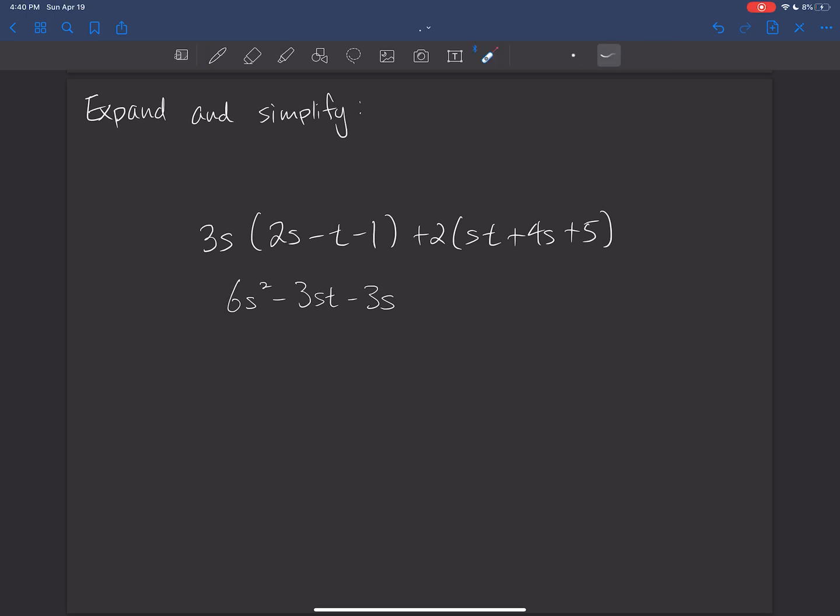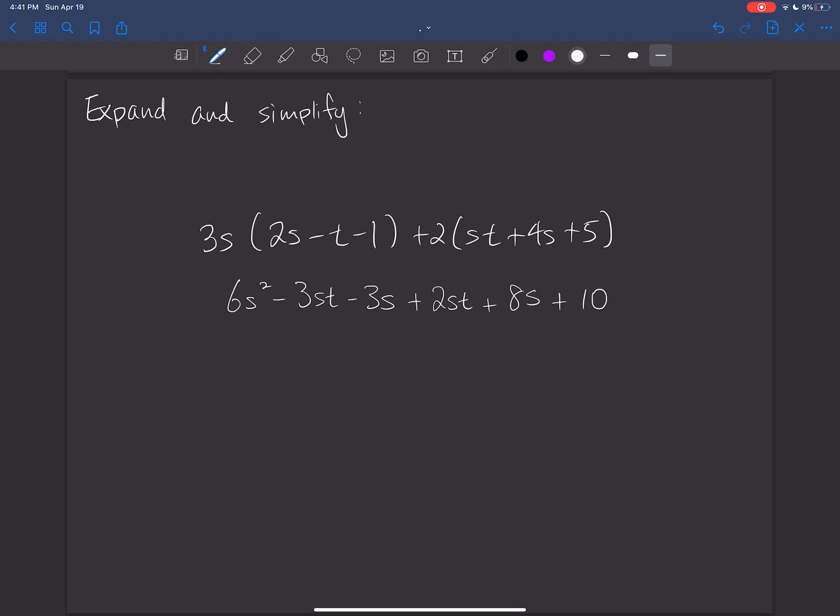And then I want to multiply the 2 to all the terms inside this set of brackets. So first 2 times st, so plus 2st. 2 times 4s, so plus 8s. And 2 times 5 is just 10.